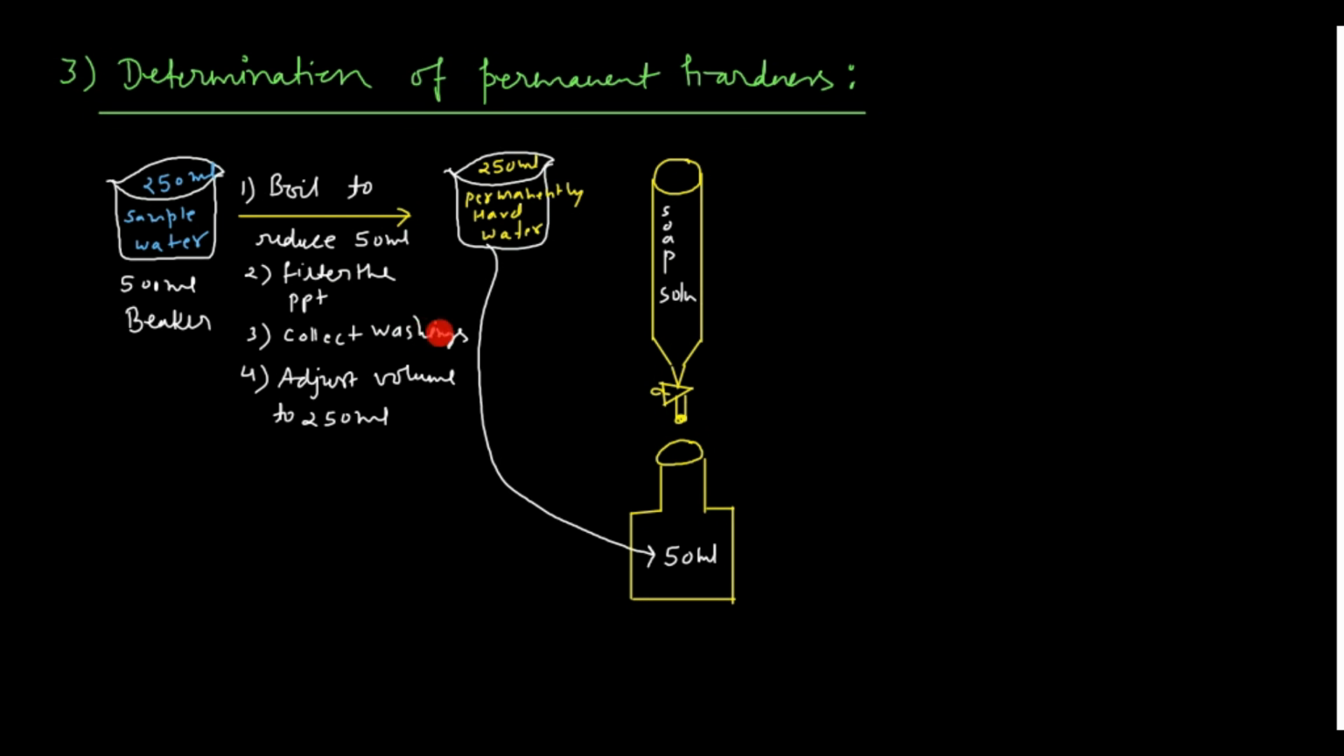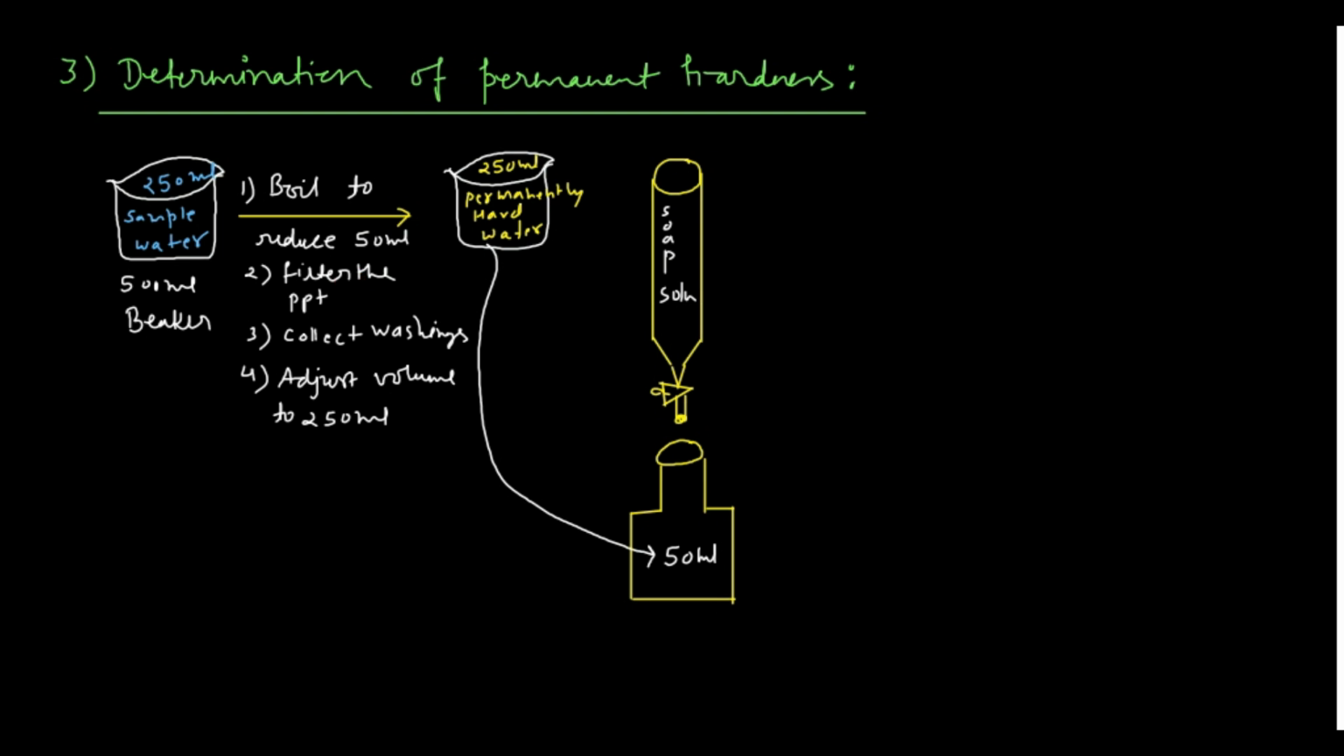I'll collect the washings again, and this 50 ml I'll adjust again to 250 ml, because this 50 ml will not be enough for me to do the titration. So I'll add a further 200 ml of water of zero hardness, so that I can make the volume 250 ml. However, hardness will not change in that case. It will contain the permanent hardness only. I am only increasing the volume by adding water of zero hardness, so that my volume is enough to do the experiment, right?